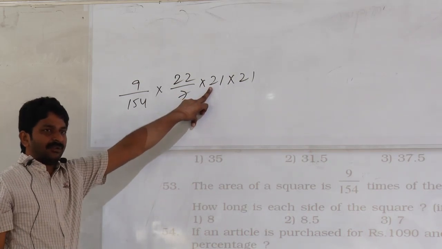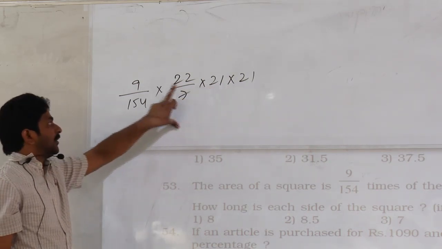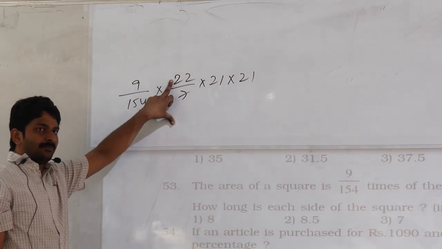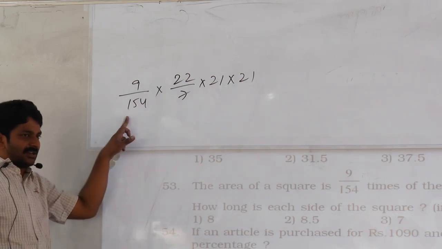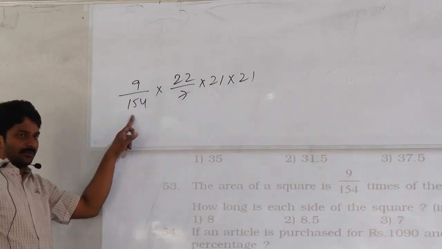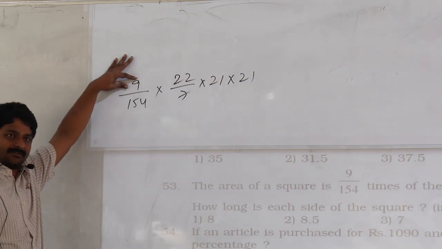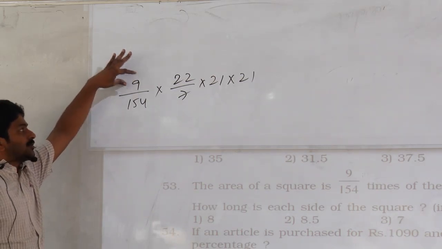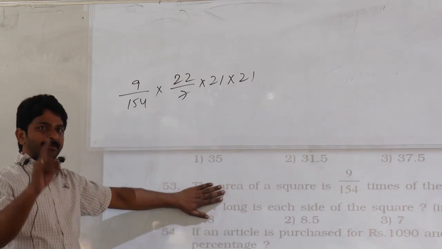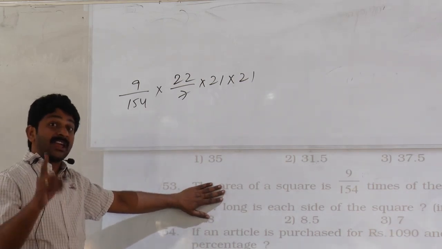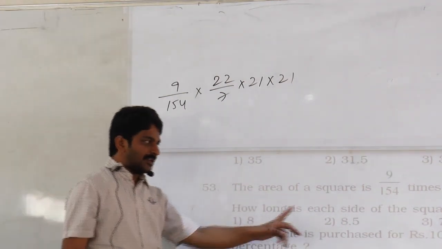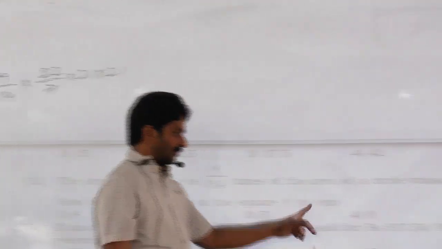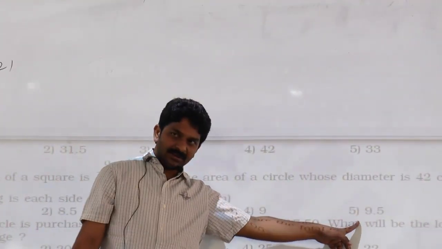7 gets cancelled with 21. Yes or no? 22 is an even number and 11 multiple. This is 11 multiple and even number, so you can even cancel 22 and then 154. You cannot cancel 9 here. Yes or no? So your square area is a multiple of 9. So the side of the square should be a multiple of 3. Is it a 3 multiple? This is a 3 multiple and this is not a 3 multiple. The only 3 multiple is the fourth option. That's final.